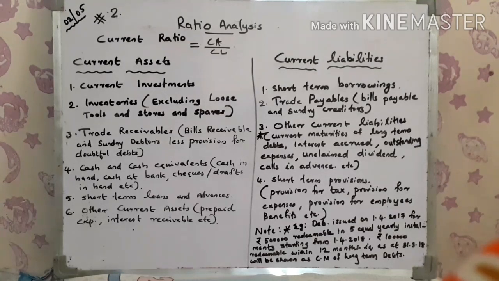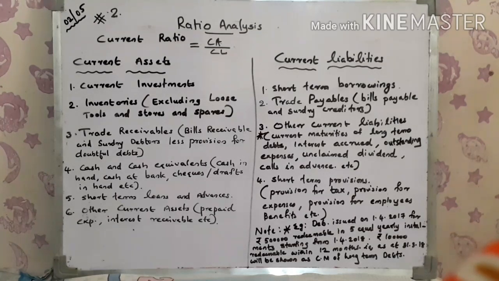Other current liabilities include current maturities of long-term debt, interest accrued, outstanding expenses, unclaimed dividend, and calls in advance. These all come under other current liabilities. I hope you know calls in advance, unclaimed dividend, outstanding expenses and interest accrued. You have learned these things already. But current maturities of long-term debt needs explanation.